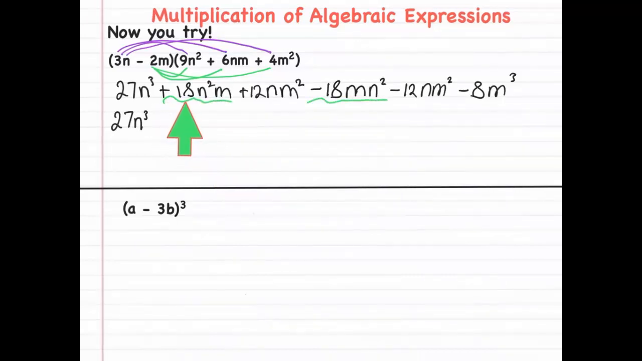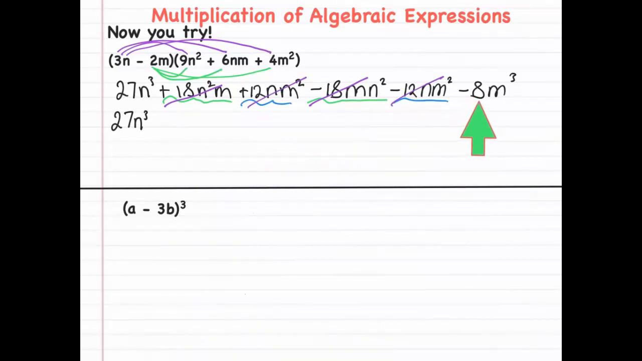And if I have 18n squared m minus 18 of the same thing, I get 0. So these two will actually plus 18 minus 18 is 0. Okay, then this one and that one's also the same. m squared n, and n. Plus 12 minus 12 again. Wow. So let's just look at this. And that, they are like terms. And because it's plus 12 minus 12, that will give me a 0 as well.